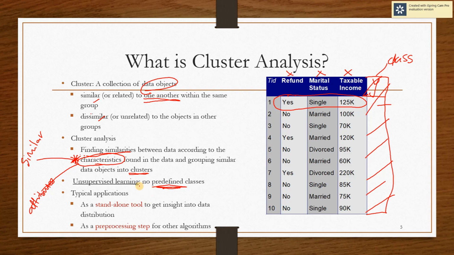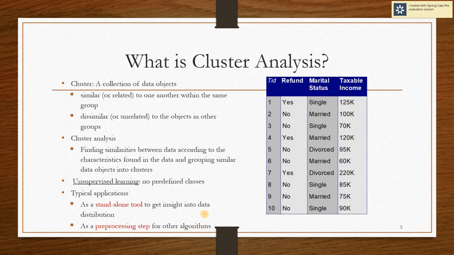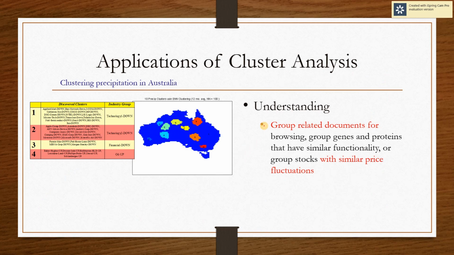The typical application of clustering is as a standalone tool to get insight into data distribution, and clustering can also be used as a preprocessing step for other algorithms. These are the applications of cluster analysis. For example, clustering precipitation in Australia, understanding groups of related documents for browsing, grouping genes and proteins that have similar function, or grouping stocks with similar price fluctuation.